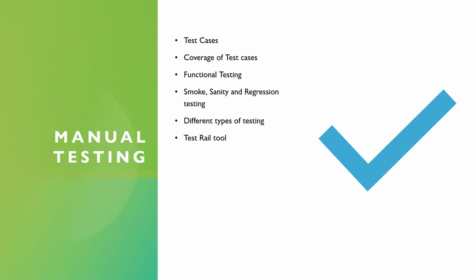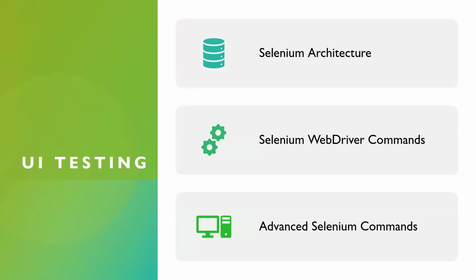Okay, and the next one is automation testing, and in automation we have different types: UI testing, API, database, performance, and other testing. But we are going to cover three things: UI, API, and database. Okay, first one, UI testing.